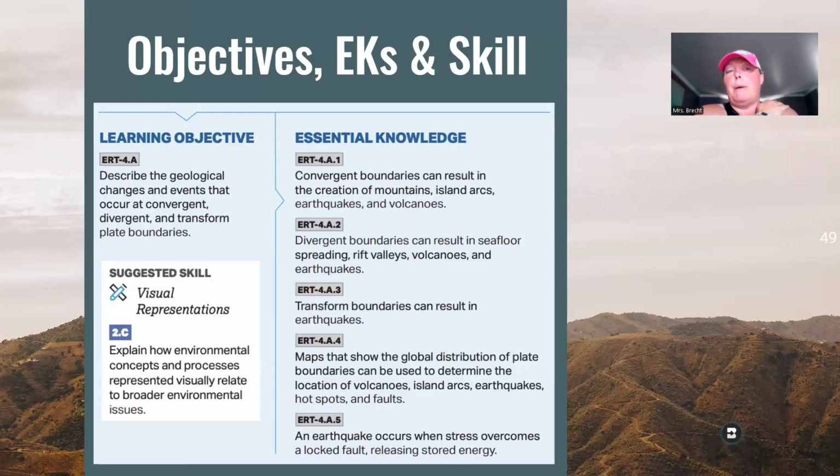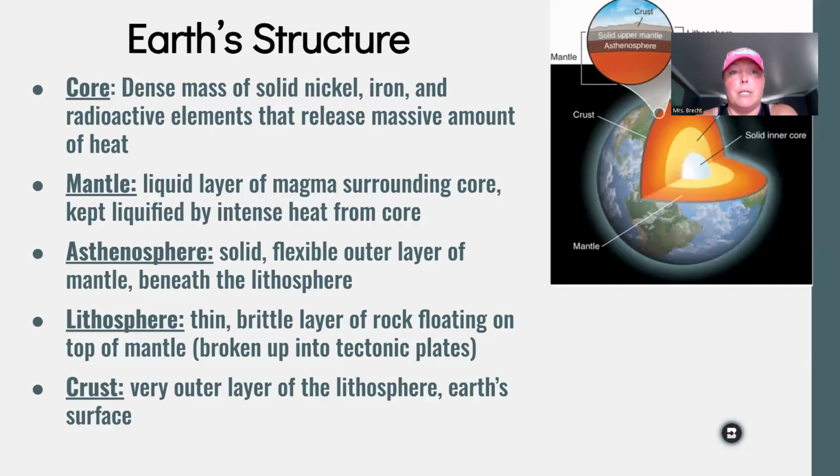So, as we talked about at the beginning, here are the objectives and essential knowledge and skills. Describe the geological changes and events that occur at convergent, divergent, and transform boundaries. It's important that you understand these different boundaries because there are definitely going to be questions on the AP exam that ask you to apply your knowledge of what happens at each of those boundaries.